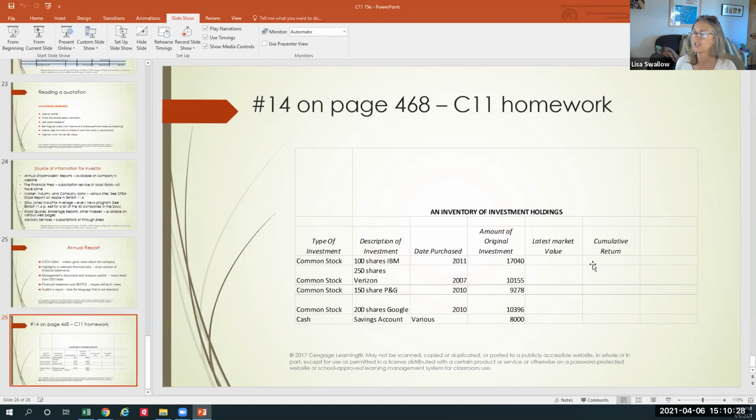How are you going to get the cumulative return? Just for giggles, say the number here was 20,000, so they were worth 20 bucks a share right now. If the latest market value is 20,000, calculate the cumulative return for me. One more practice. If the latest market value is 20 bucks a share, what is my cumulative return? Go ahead. Sorry, 20,000 minus 17,040. So it's gone up 2,960 bucks, right? Divided by what I paid for it. I've earned cumulatively 17.37%.